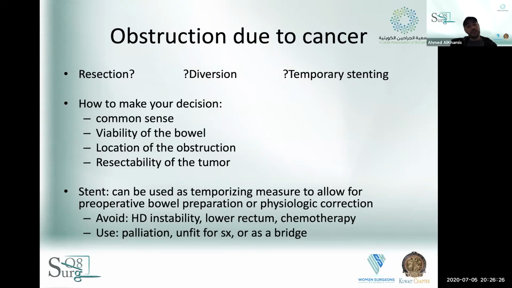So the stenting can be used as a temporizing measure to allow for preoperative bowel prep or physiological correction.